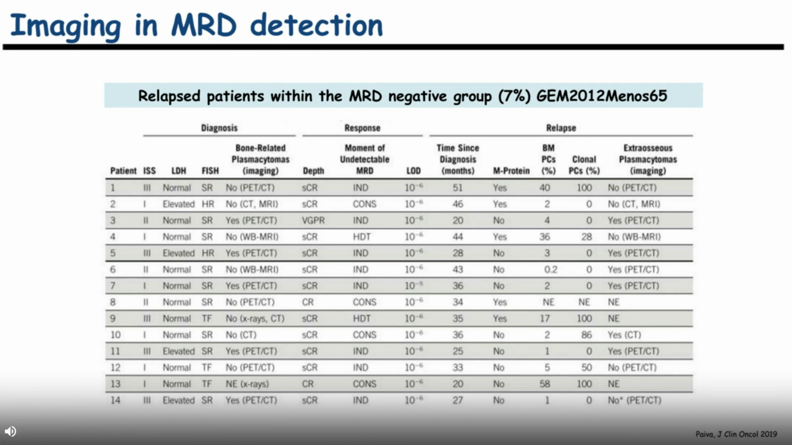And particularly in this latter group without bone marrow involvement, in this cohort of patients from the Spanish M trial, 5 out of 7 of them presented extraosseous plasmacytoma, some of them already present at diagnosis. This will be particularly an important group of patients on which the search for residual disease outside the bone marrow is critical.